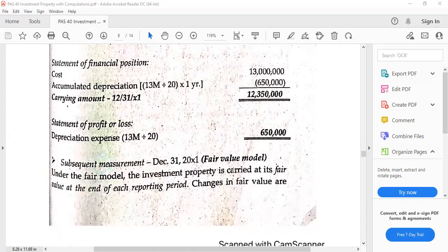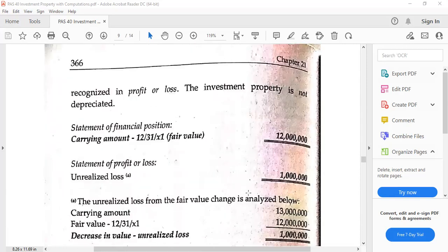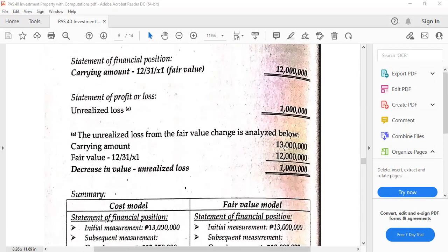Now, what about for fair value model? Whether we use cost model or fair value model, we have to know the fair values at the end of each reporting period. If under cost model, we just have to disclose such in the notes. If fair value model, that is to be used because we have to deduct the amount of the fair value, 12 million minus 13 million. Therefore, there is a loss at the end of the first year. And we can see that computation here.